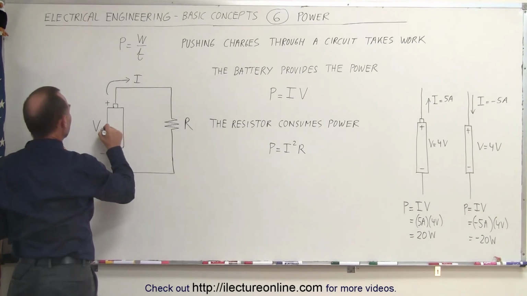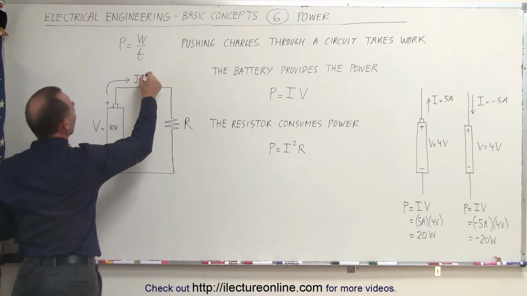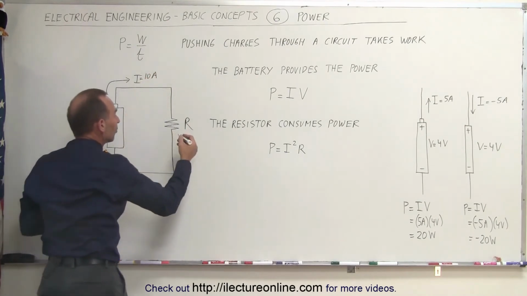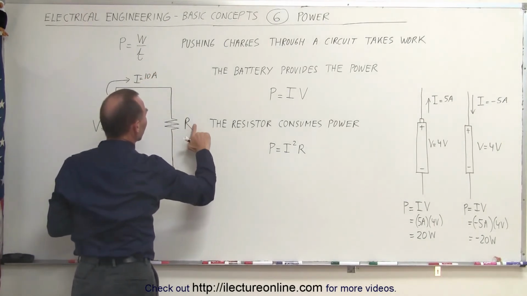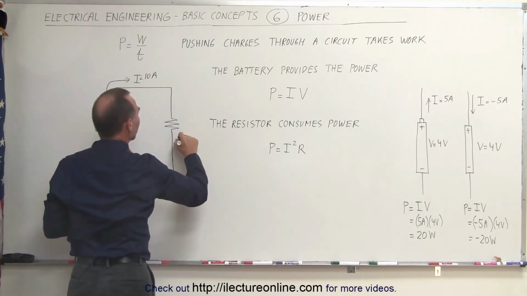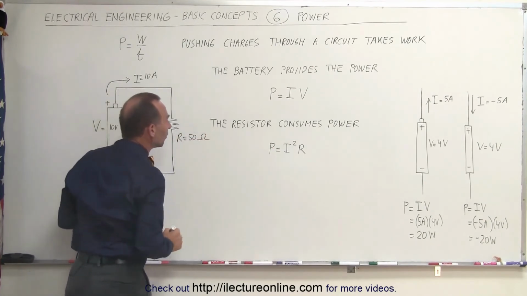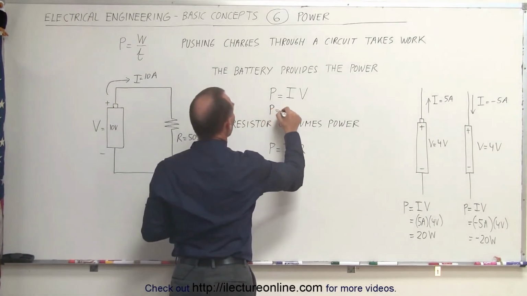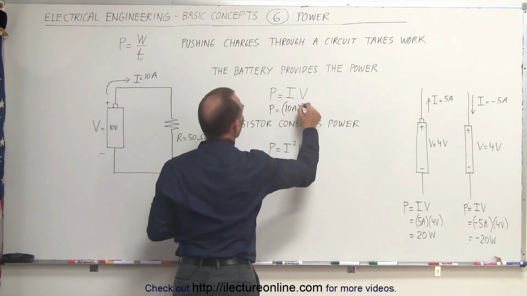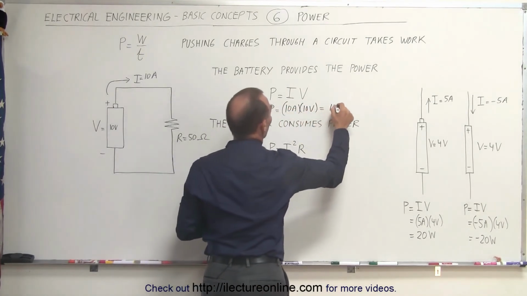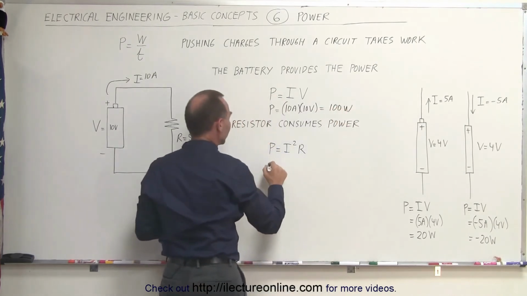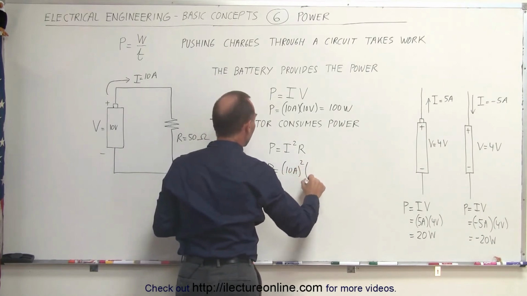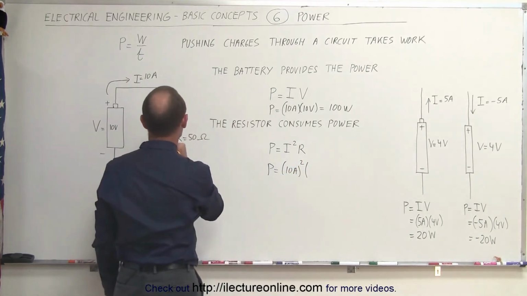Let's say we have a 10-volt battery. This is 10 volts. And let's say we produce 10 amps of current. This is 10 amps. And let's say that our resistor is equal to 50 ohms. Our resistor is equal to 50 ohms. How much power is provided by the battery? In this case, the power provided by the battery is equal to 10 amps times 10 volts, which is equal to 100 watts. Here we can say that the power is equal to the current squared, that would be 10 amps squared, times the, let's see here.